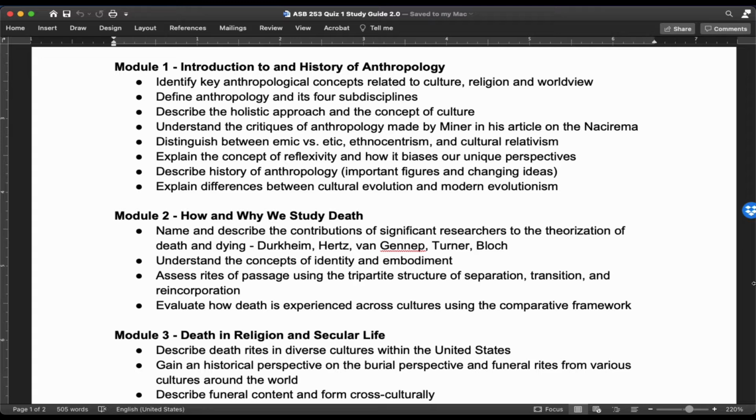We read Miner's piece on the Nacirema, which was a fun critique of anthropology itself, at least as it stood in the 1950s when the piece was written. He describes these sort of ritual practices of the Nacirema, which in reality was 1950s America, as a way of kind of drawing attention to the exoticism we use in anthropology of the other, defining and explaining these sorts of daily rituals that we engage in our culture from an etic perspective, as if we were an outsider looking in on this strange culture that was being described in the article.